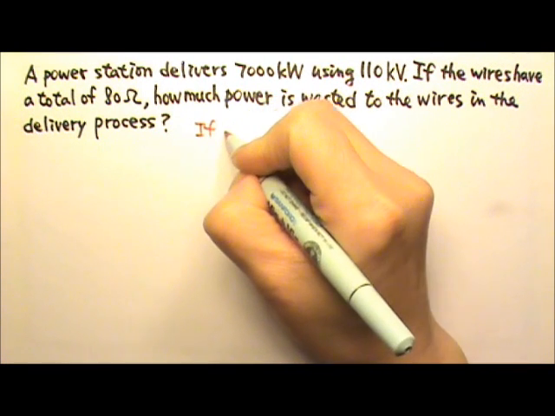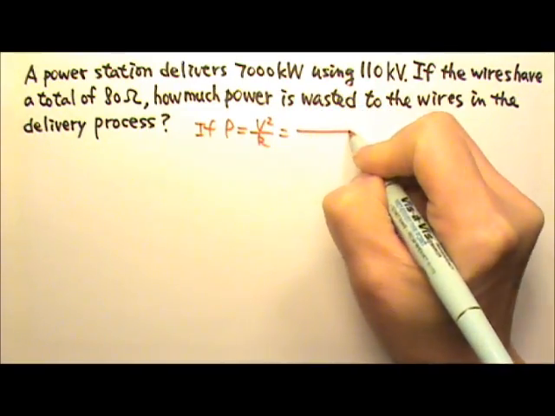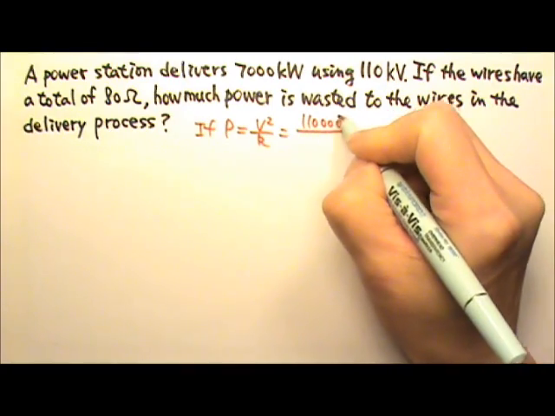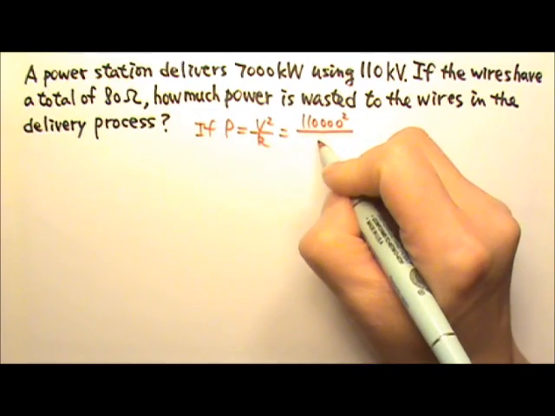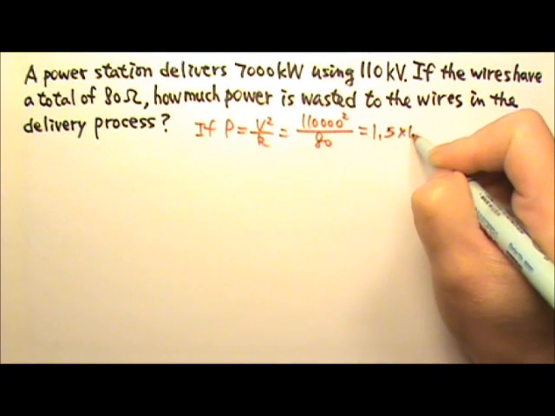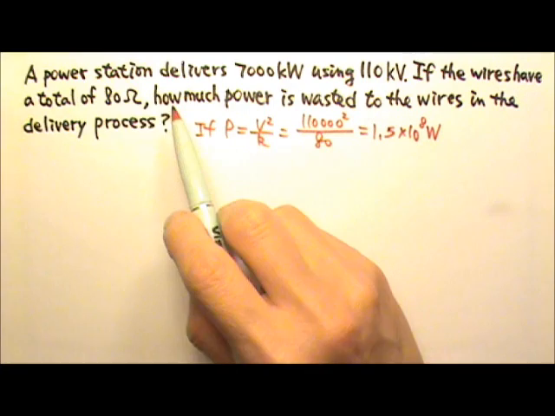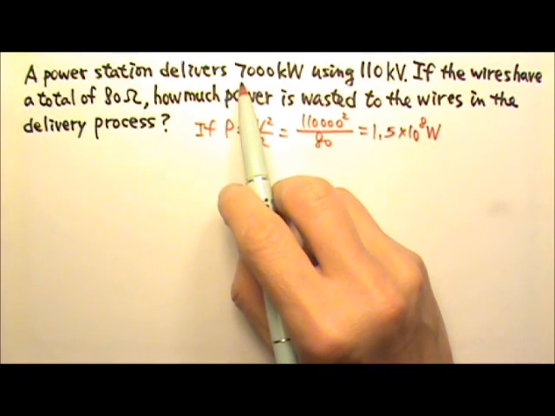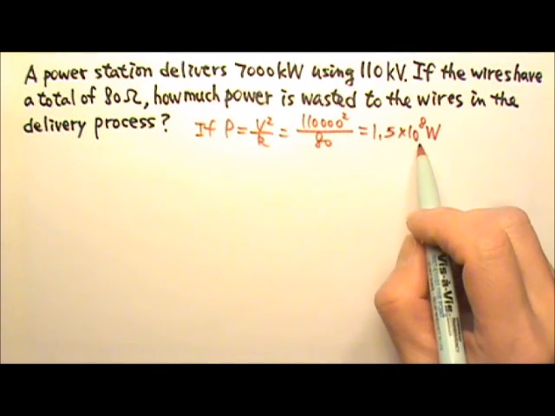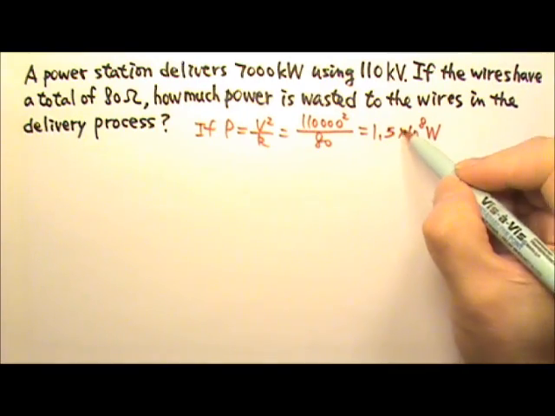If I say power equals V squared over R, and the voltage is 110,000, and then I square this and divide it by R, 80, I would get about 1.5 times 10 to the 8th watts. Would this make sense? The power station is trying to deliver 7 times 10 to the 6th watts, and the 1.5 times 10 to the 8th watts is being wasted by the wires. So this does not make sense.